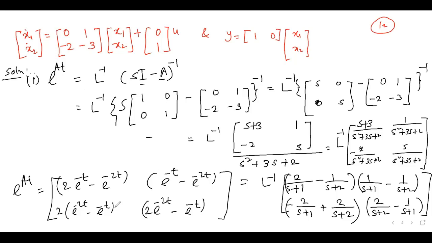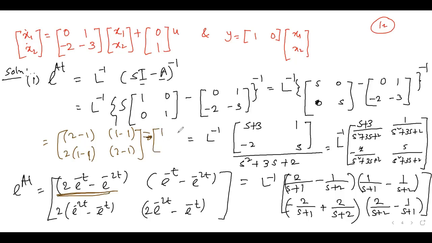If you put t equal to 0, the matrix is 1 0, 2 minus 1... e to the power 0 is 1, so 2 into 1 minus 1, and this is 2 into 1 minus 1. Can everyone see? Please concentrate. So it will be 1, this is 0, this again becomes 0, and this is 1.